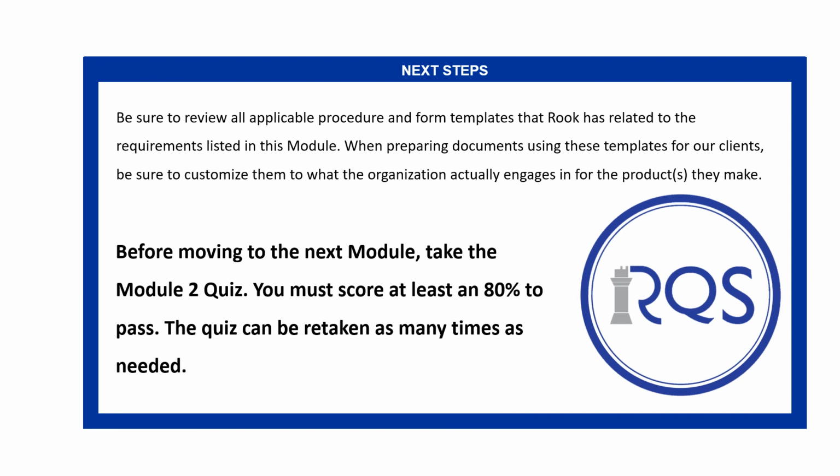We have now reached the end of this module. Be sure to review all applicable procedure and form templates that Rook has related to the requirements listed in this module. When preparing documents using these templates for our clients, be sure to customize them to what the organization actually engages in. Before moving to the next module, take the Module 2 quiz. You must score at least an 80% to pass, and the quiz may be retaken as many times as needed.